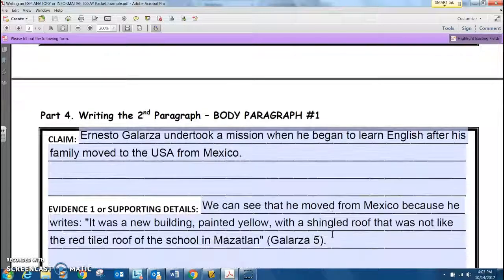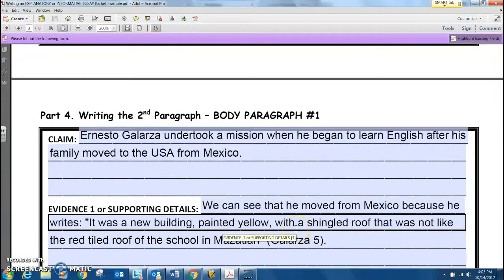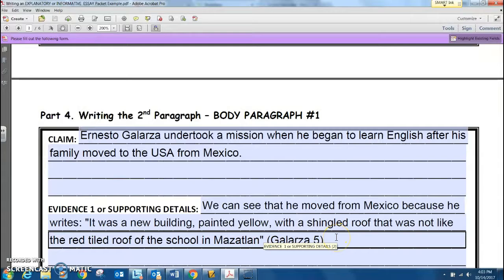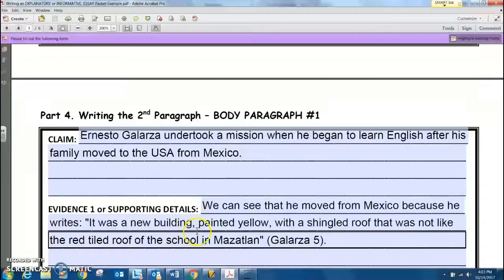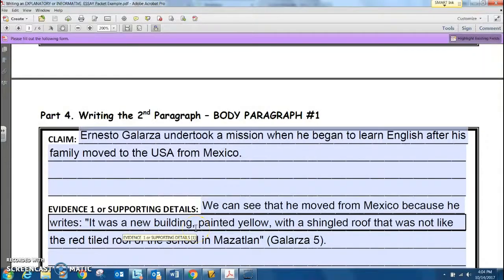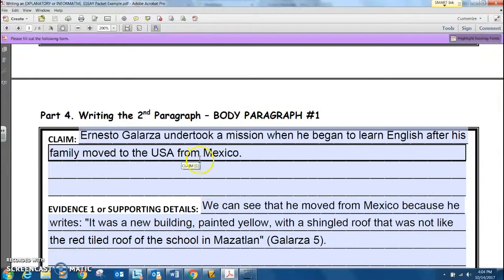So then the next thing I'm going to do is find something out of the text that we read, the story, which is at the very beginning of the StudySync book, or they can go look in their binder online and see the assignments that we did and actually see the text. And they're going to go find something about him going to school for the first time in the U.S., because that's what this claim says.